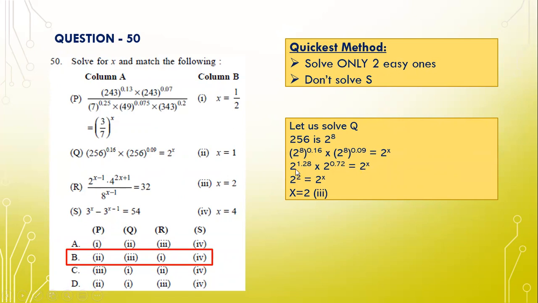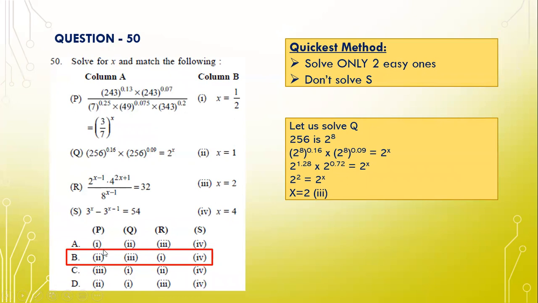So 2 raised to 1.28 into 2 raised to 0.72 is 2 raised to x. A raised to b into a raised to c is a raised to b plus c, and it will be 1.28 plus 0.72. So it will be 2. So 2 raised to 2 is 2 raised to x. So x is equal to 2 because the bases are the same. So q is 3. That's it. Don't solve anything else.